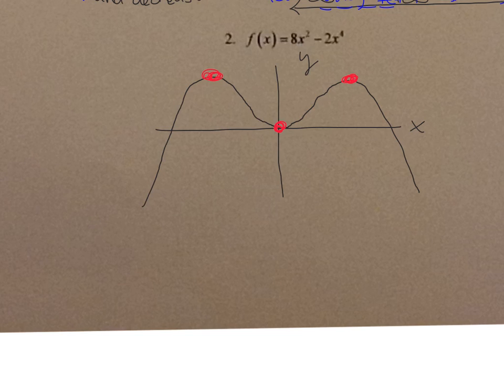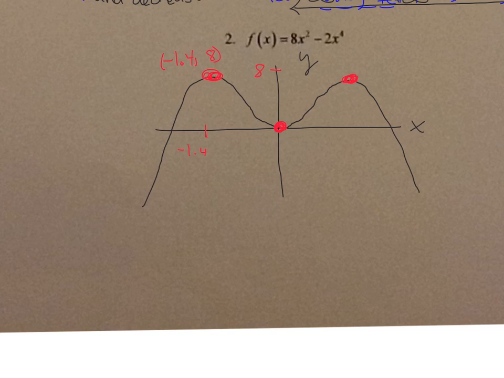So you're going to do second calc, max, do left bound, right bound. You get a decimal, so round to the nearest tenth. And this point here is -1.4, comma, 8. So your x value here is -1.4. Your y value is 8.